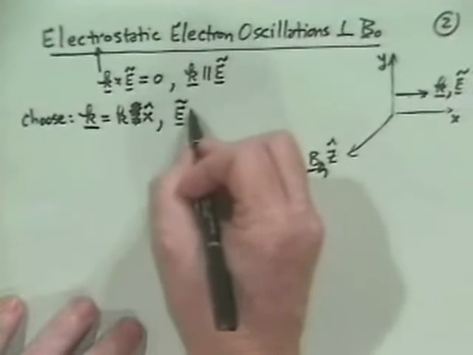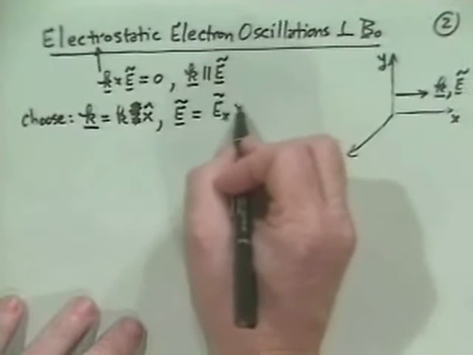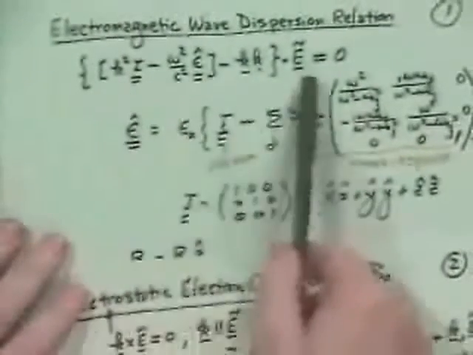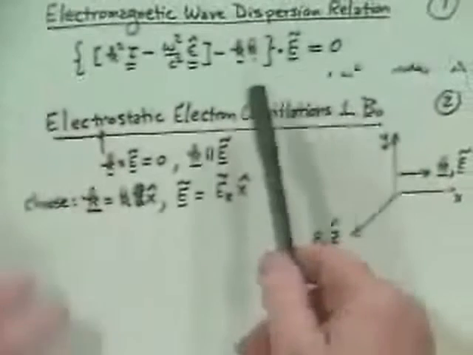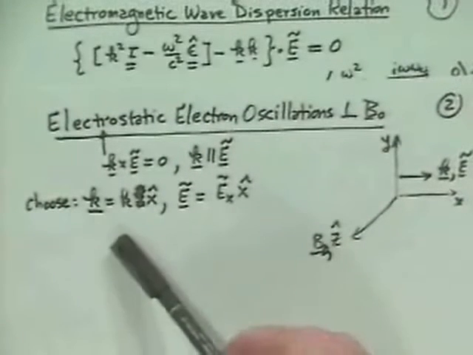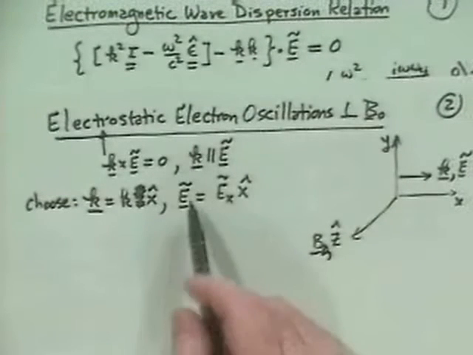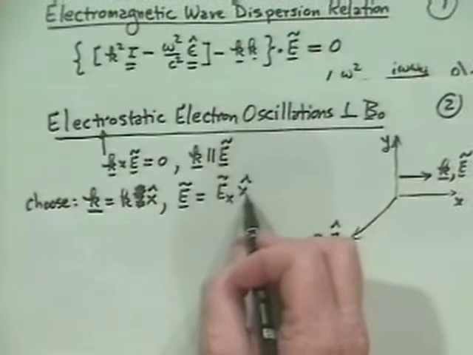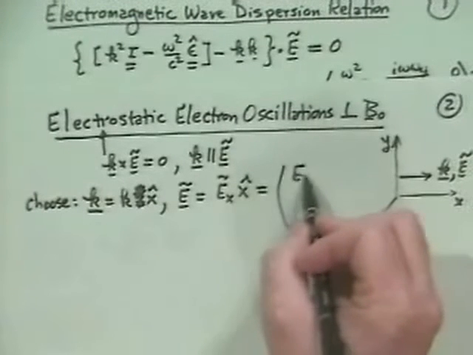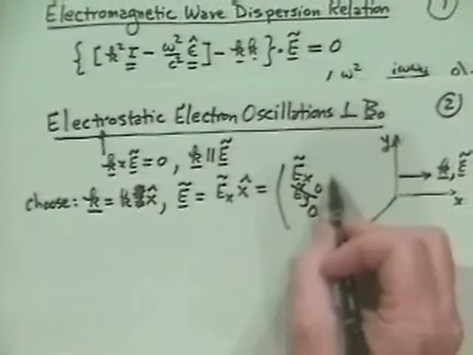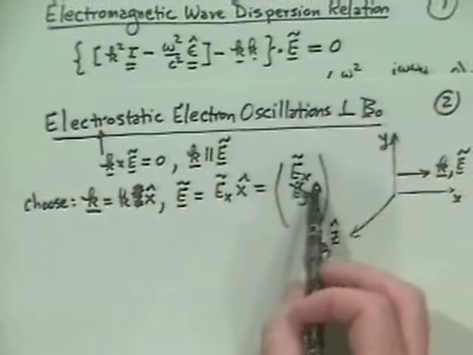And then the electric field perturbation is only an x perturbation in the x direction. Now, how do we then extract from this general dispersion tensor just the part that would be applicable for a wave propagating in the x direction perpendicular to B? Well, first we plug in that E is equal to E tilde x hat, and in matrix form that would be, of course, just Ex tilde, Ey tilde equal to zero, and Ez tilde equal to zero. So it's just Ex tilde, zero, zero.